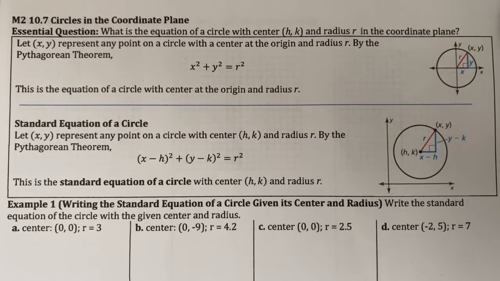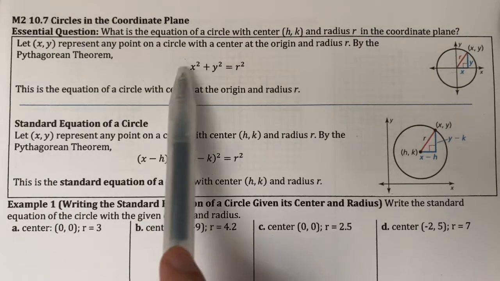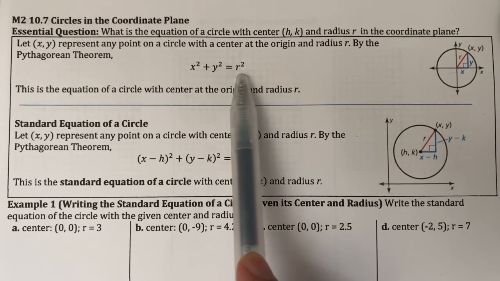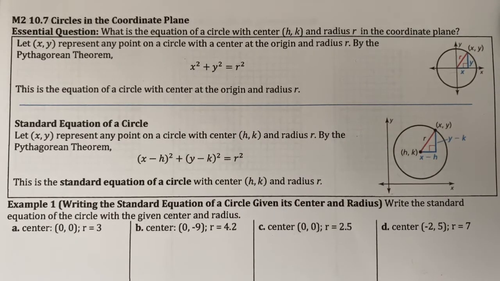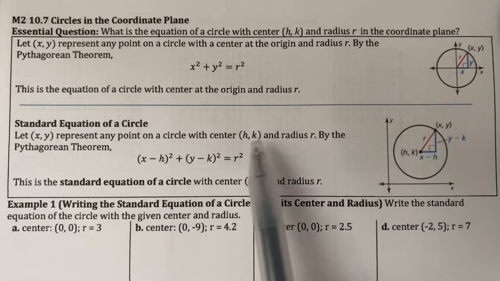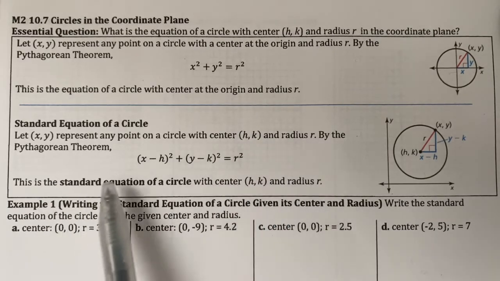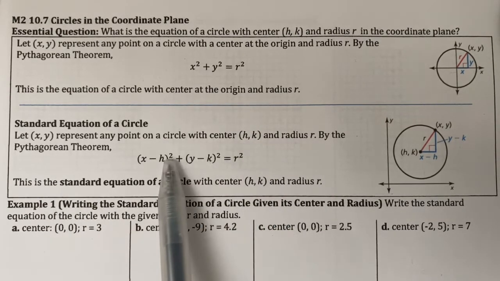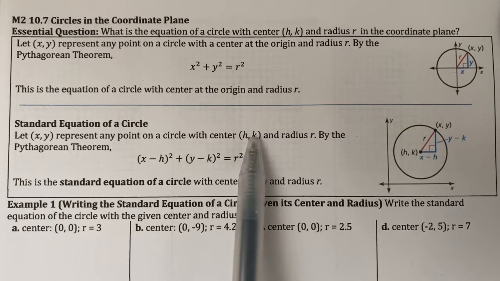When your circle has a center at the origin and its radius is a length of r, the equation for your circle is going to be x squared plus y squared is equal to r squared, and this comes from the Pythagorean theorem. Now, if your circle is not centered at the origin and it instead has a center of (h, k), then the equation of the circle is now going to be (x minus your h value) squared plus (y minus your k value) squared is equal to your radius squared.